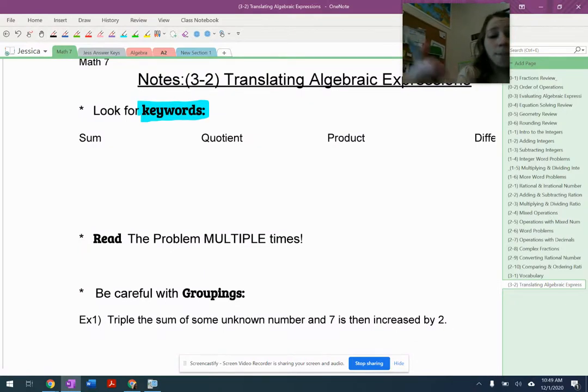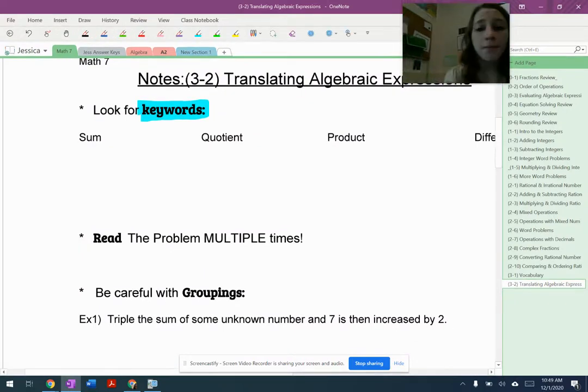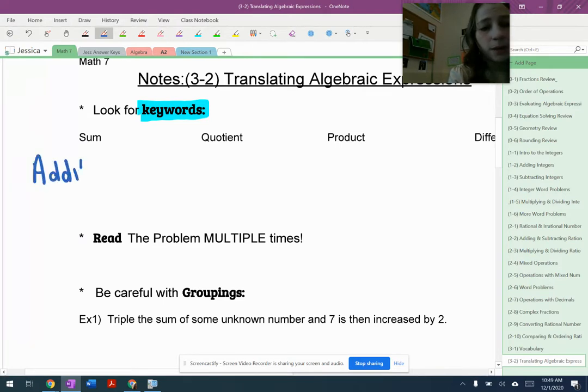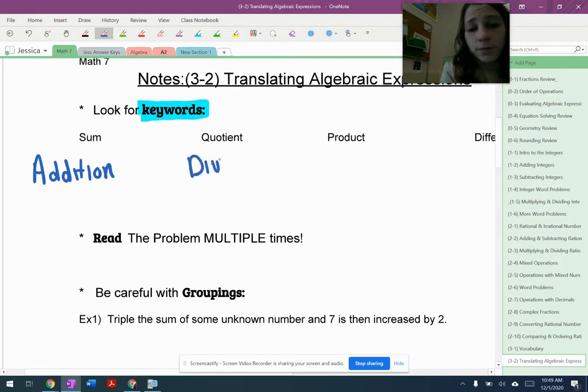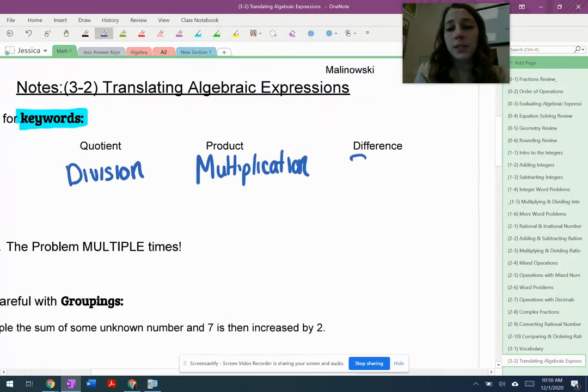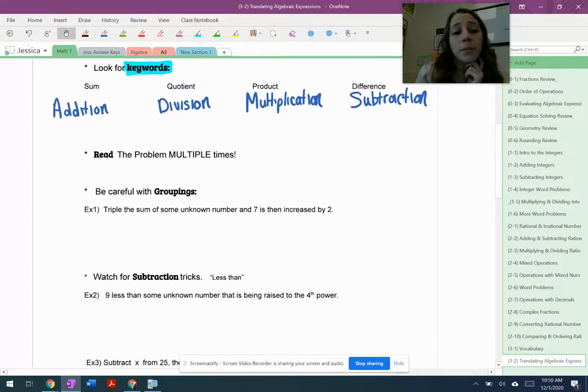For example, sum. When you hear the word sum, and again, if you don't have these memorized by now, you really want to work on that. When you hear the word sum, that makes you think of addition. Quotient is division. Product is multiplication. And difference is subtraction. So yeah, definitely the sooner you memorize those, the happier you'll be.